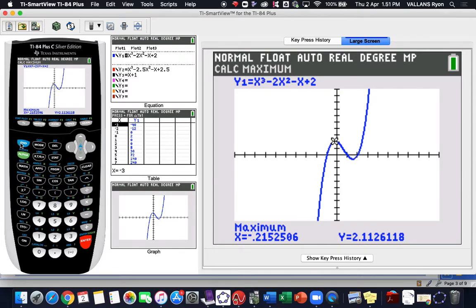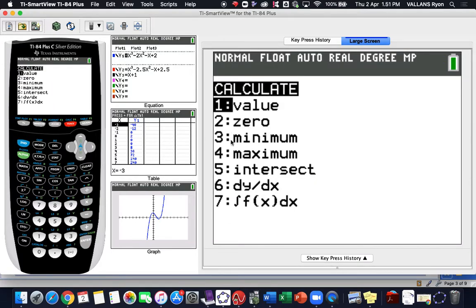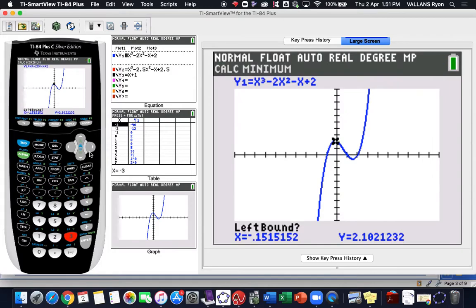So then I can say, okay, let's find the local minimum. Second calc. Minimum this time, hit 3. Get to the left of wherever it is. That's close enough. Enter. Get to the right of where it is. So what it's doing is it's telling my calculator to look between these two lines for the smallest point. So when I hit guess, it goes to this one here.